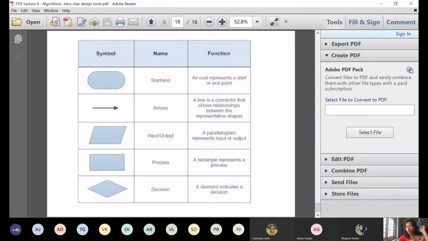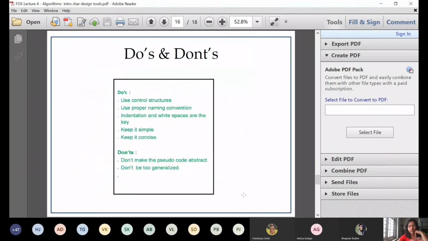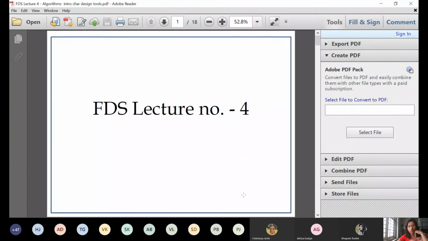Then for taking the input and for displaying the output, we can use a parallelogram, which represents the input or output. Then we can use a rectangle to show the process in the algorithm. And the very common symbol used in a flowchart is the decision box, a diamond shape which is used to take a decision. So when you have yes or no type of answers from a particular statement, then in that case you can go for the decision box.